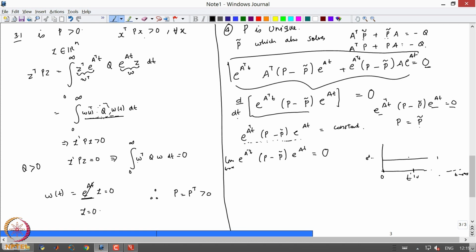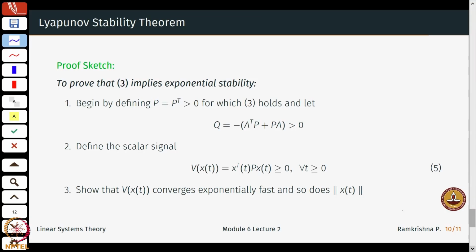And therefore, this matrix by itself, P minus P tilde, e power A t, is 0, again because the system is exponentially stable. I started with that assumption, let the system be exponentially stable, and then I proved condition number 4. Now, if this is 0, then I know that P is equal to P tilde, and therefore P is not only the solution, it is also the unique solution, in addition to satisfying the property of being symmetric and positive definite. Okay. So that was the proof of this.